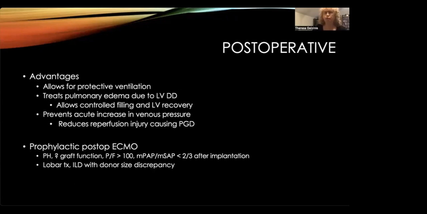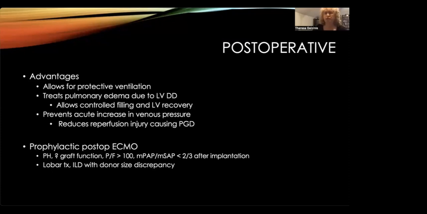Recommendations for prophylactic postoperative ECMO include pulmonary hypertension, questionable graft function, a PF ratio of greater than 100, a mean PA to mean systolic pressure ratio of less than 2/3 after lung implantation, lobar transplant, and interstitial lung disease with donor size discrepancy.